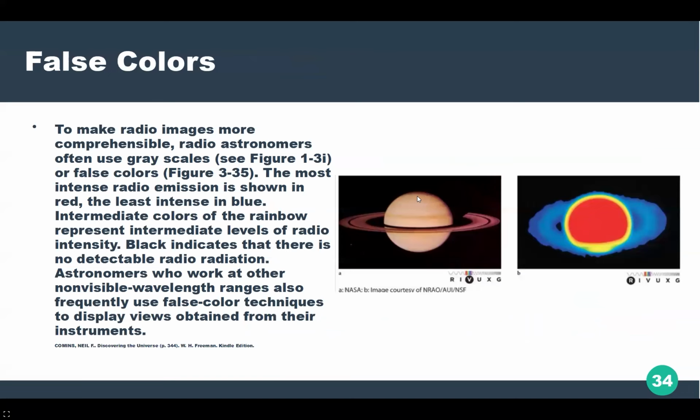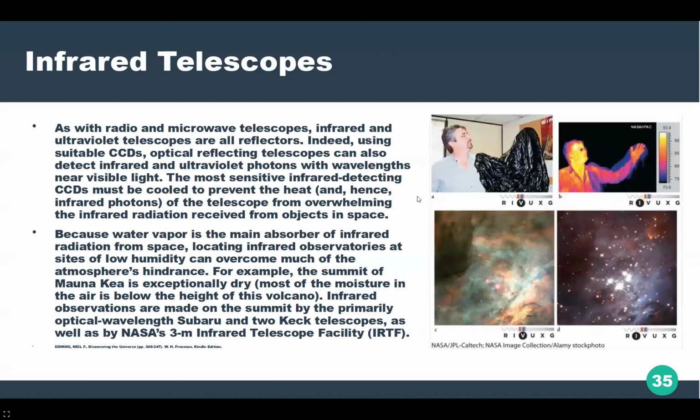Astronomers who work at other non-visible wavelength ranges also frequently use false color techniques to display views obtained from their instruments. As with radio and microwave telescopes, infrared and ultraviolet telescopes are all reflectors. Indeed, using suitable CCDs, optical reflecting telescopes can also detect infrared and ultraviolet photons with wavelengths near visible light.